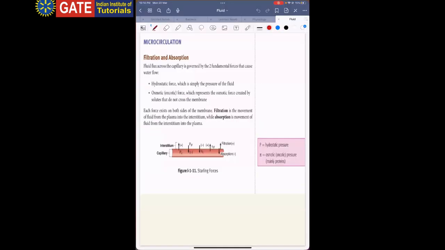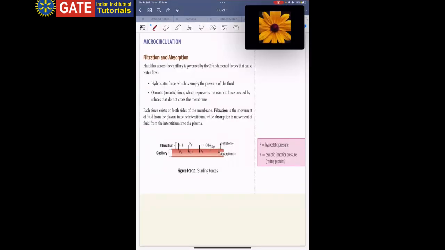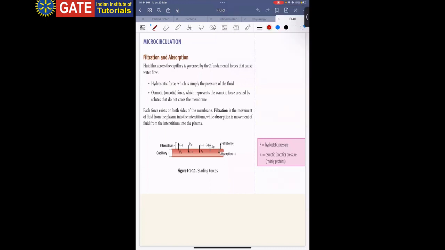Fluid compartment and the microcirculation, which we started. So we were done with the initial part where we talked about what is osmosis and how the flow of the fluid is determined via the osmotic pressure, and what is osmolarity. Now let's talk about the microcirculation.